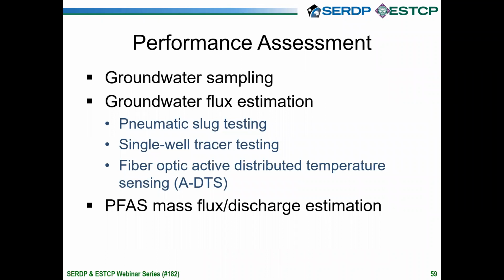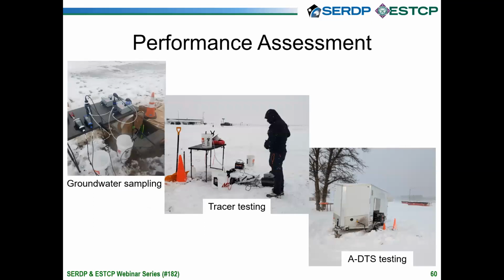The performance assessment included 3 main data types and analyses. The first is the PFAS concentration data from quarterly groundwater sampling. The second is the estimation of groundwater flux using several different methods, including pneumatic slug testing, single well tracer testing, and fiber optic active distributed temperature sensing, or ADTS. And finally, these data were used to calculate PFAS mass flux and discharge. And this was northern Michigan, so occasionally some difficult field conditions.